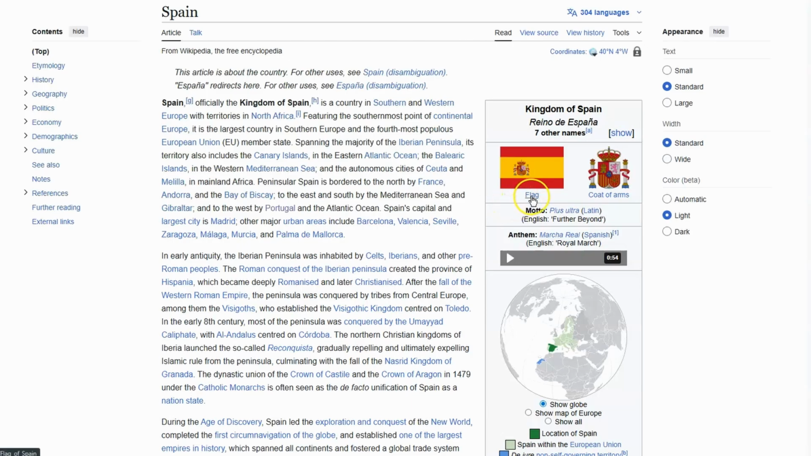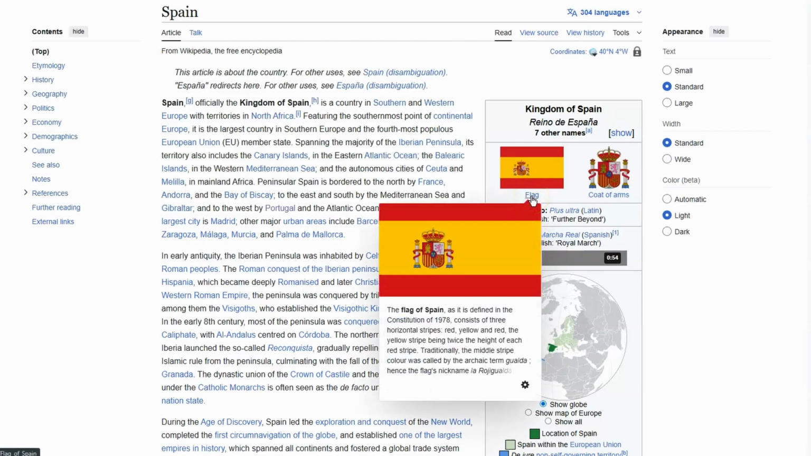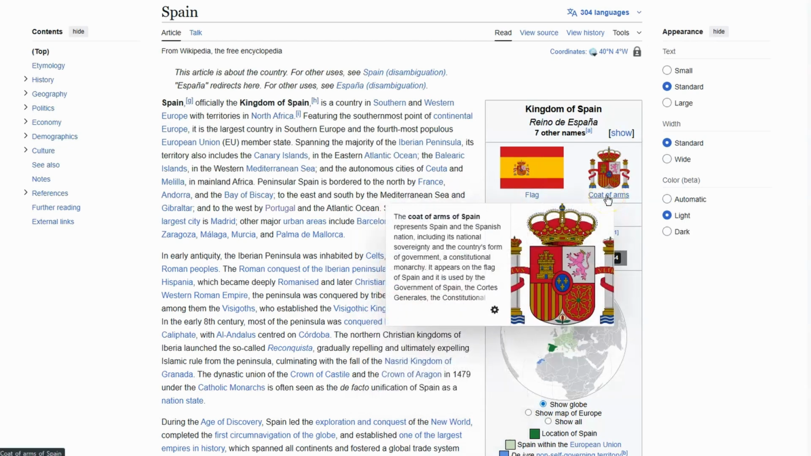Its flag is a horizontal tricolor of red, yellow, and red, with the yellow stripe taking up the middle half of the flag. And it has the coat of arms of the nation off center on the flag towards the hoist side. The coat of arms features the royal crest with a crown above the shield and 2 pillars on either side of the shield.